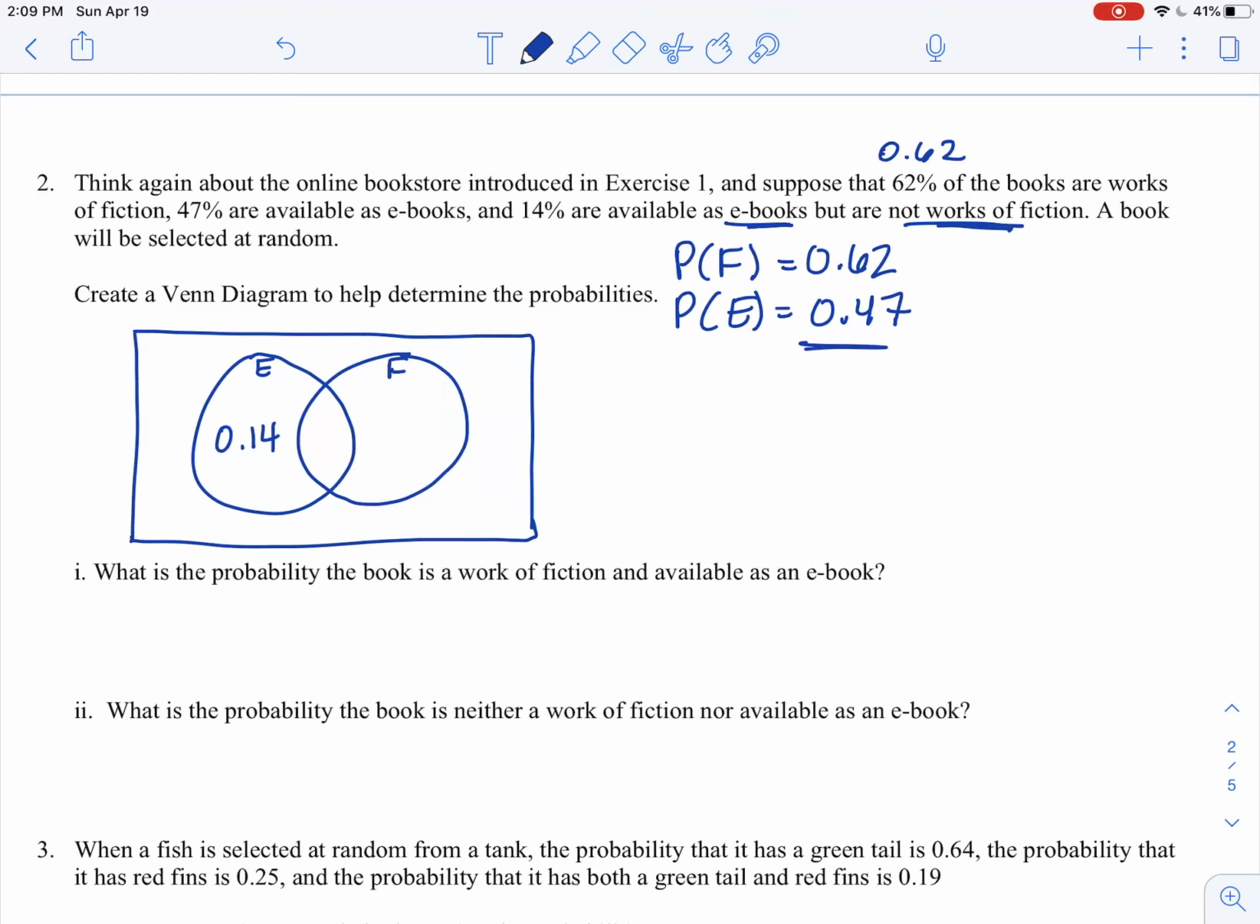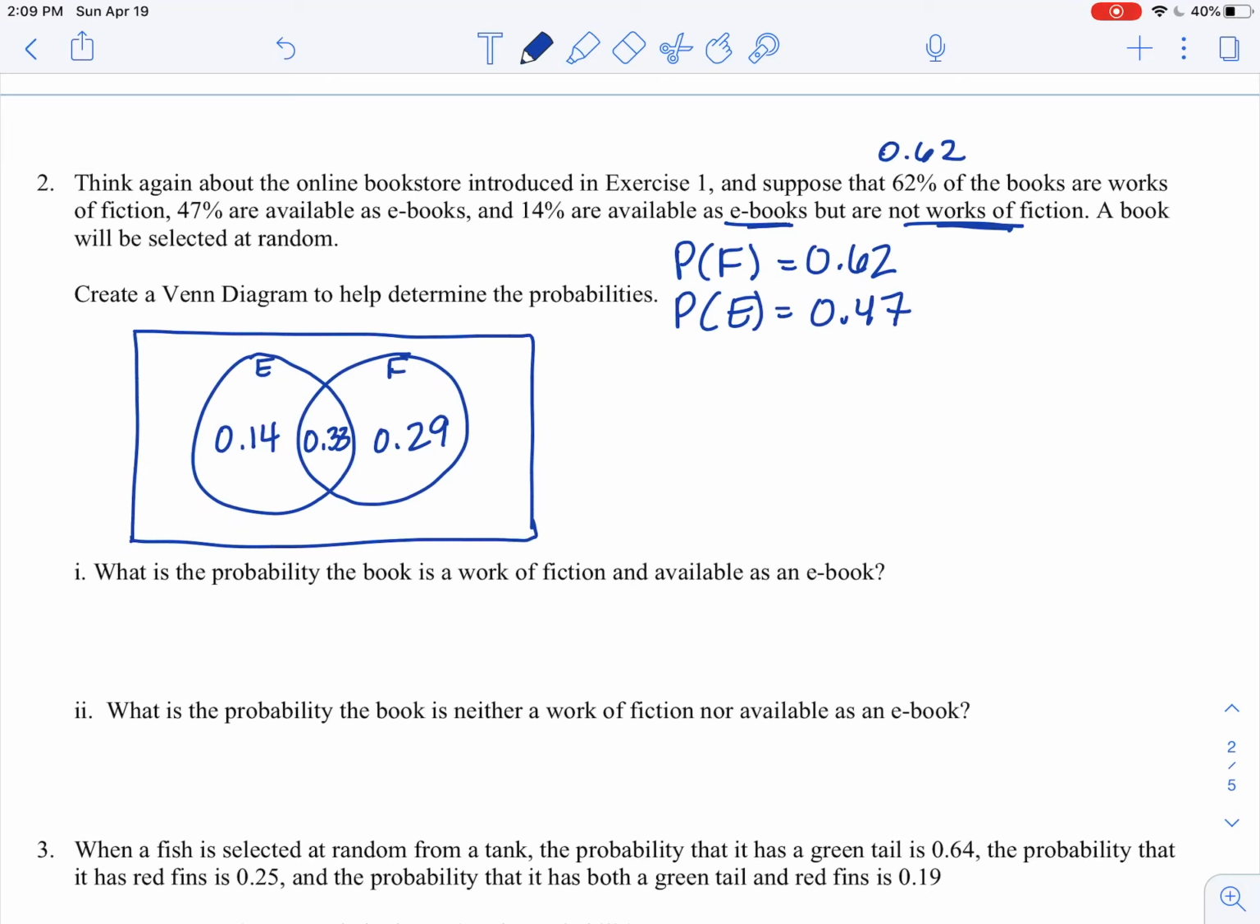The whole E circle should add up to be 0.47. So if I do 0.47 minus 0.14, that's going to tell me that my overlapping space is going to be 0.33. Again, I did 0.47 minus 0.14, and that's how I figured out that middle space there. Now that I know this middle space is 0.33, and I knew that fiction had to add up to be 62% or 0.62, I can do 0.62 minus 0.33, and when I subtract those from each other, that comes out to be 0.29.